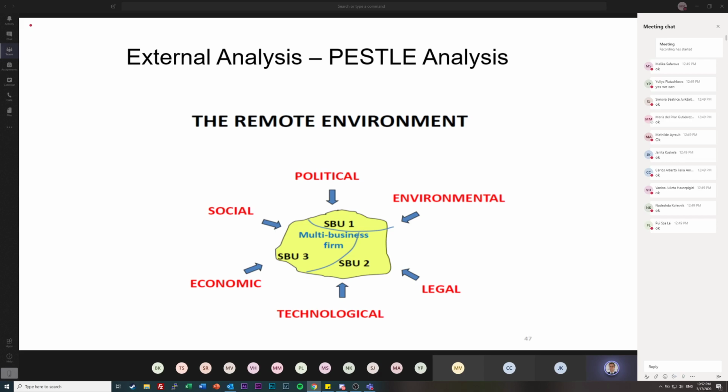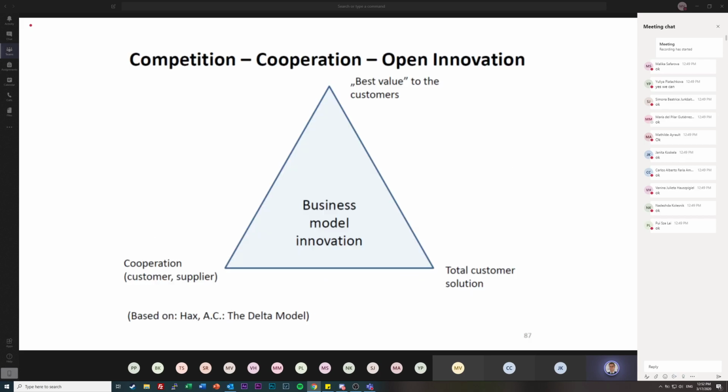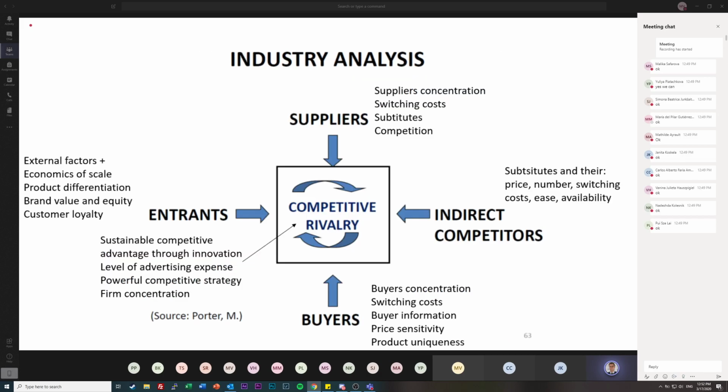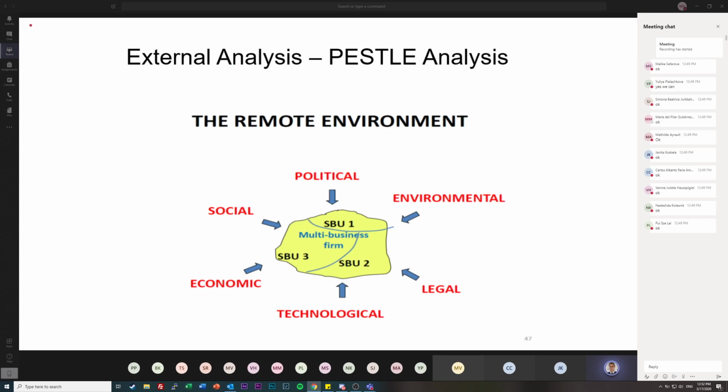What we have to do today is the PESTEL analysis, Porter's 5 forces, and finally the Delta Hex model. I hope it's going to be quite fast today, but I'm also going to provide you some information about your task that you should do individually, and you have to upload it into the submission file. So, first, starting with the PESTEL analysis.